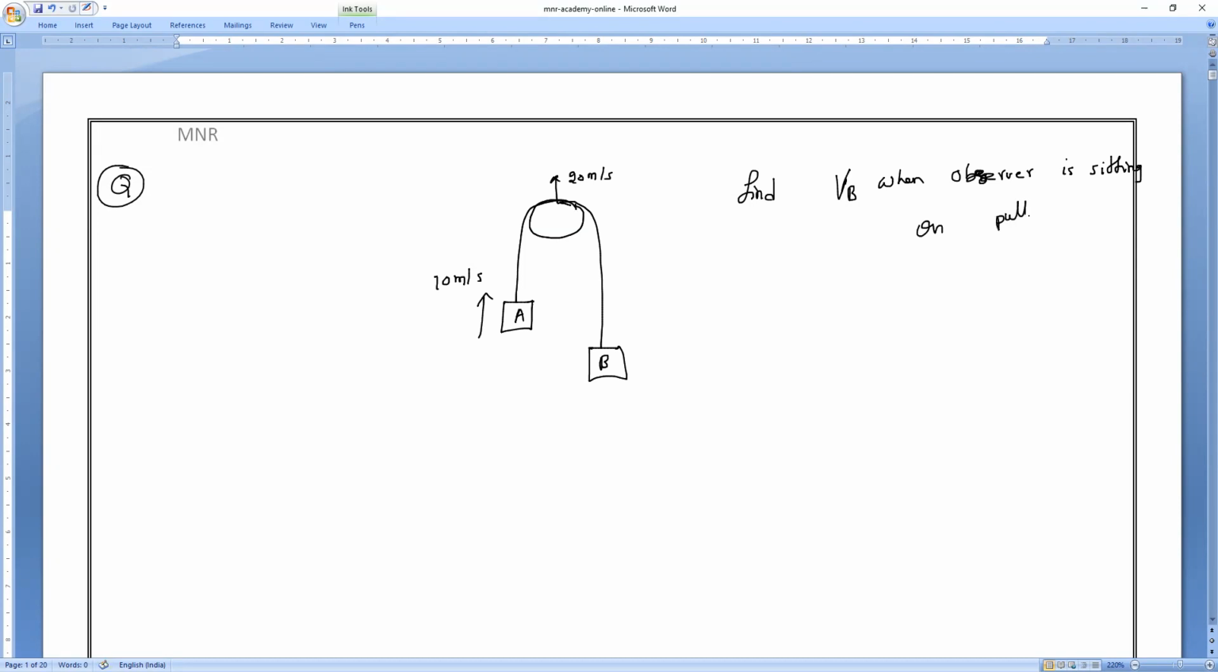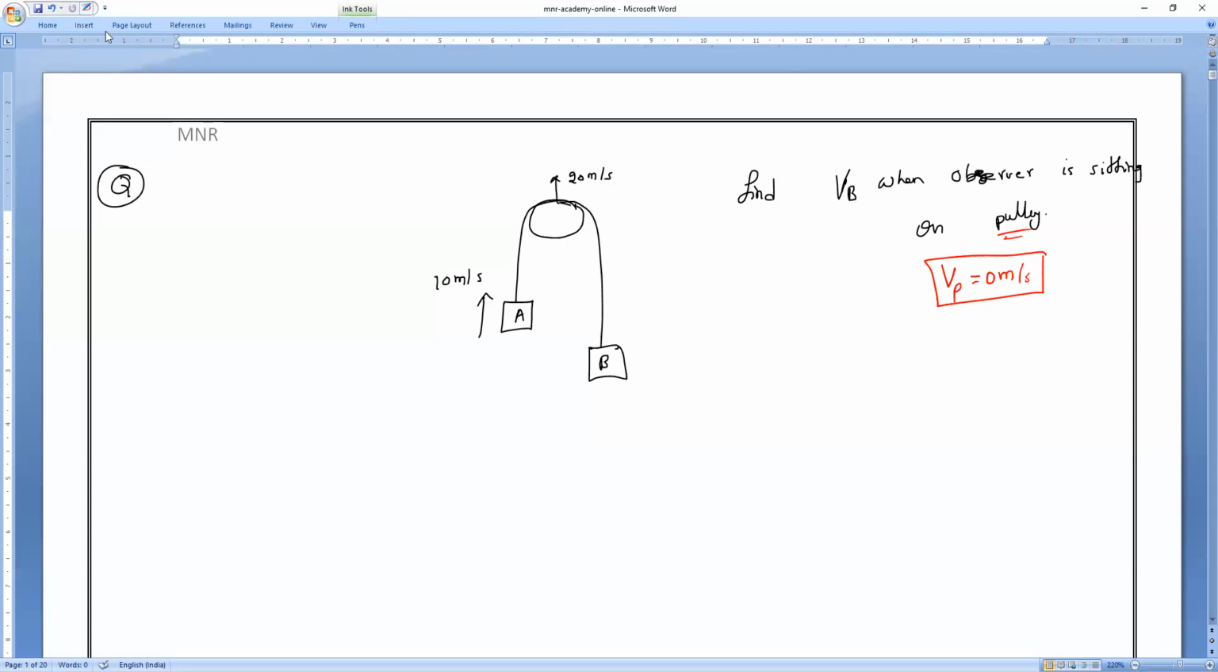So is it an inertial frame of reference or a non-inertial frame of reference? The observer is on the pulley. If he is on the pulley, we all know that the velocity of the pulley appears to him to be what? Yesterday we have done a sum. Please respond. 0. Am I right or wrong?